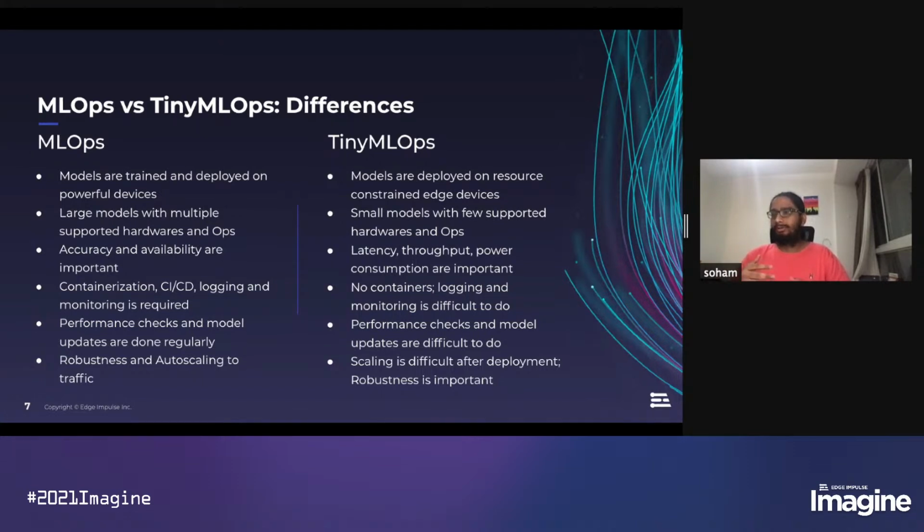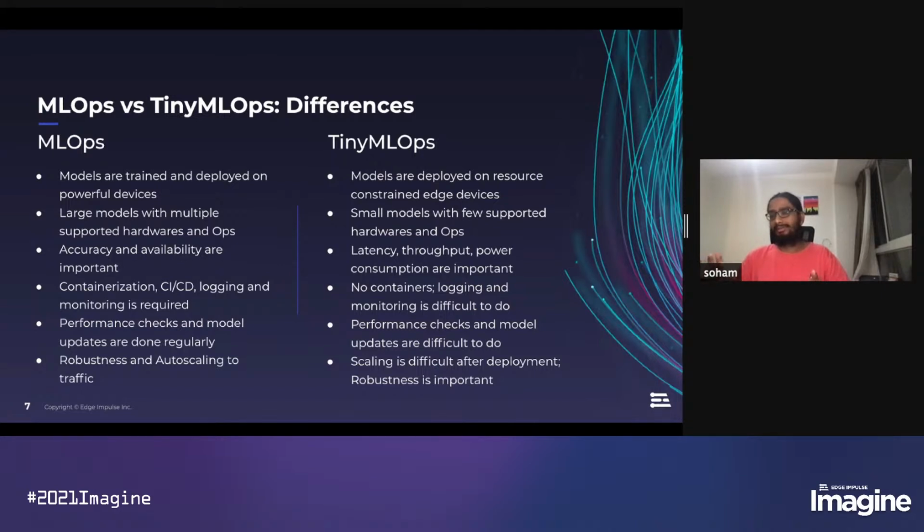Also, because of how resource constrained we are, it's difficult to actually check how well the model is performing once it's deployed. And if it's not performing well, it's also difficult to update it. Whereas in the case of MLOps, it's really easy to do that. You can check performance regularly and really easily, and you can update it.